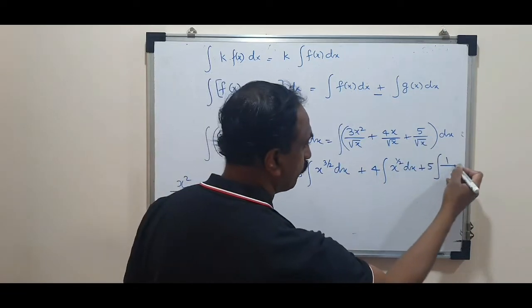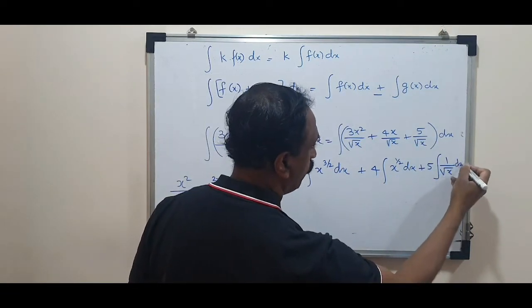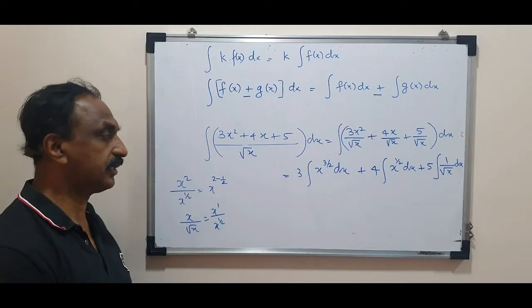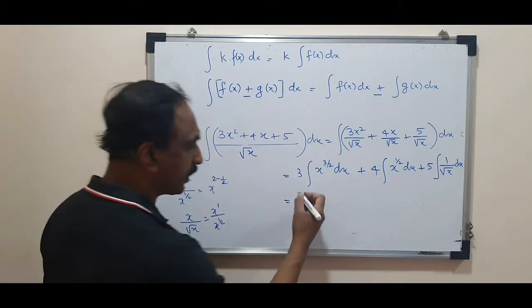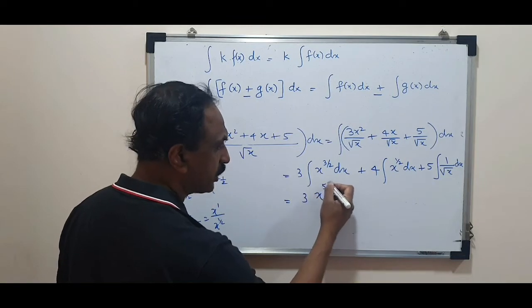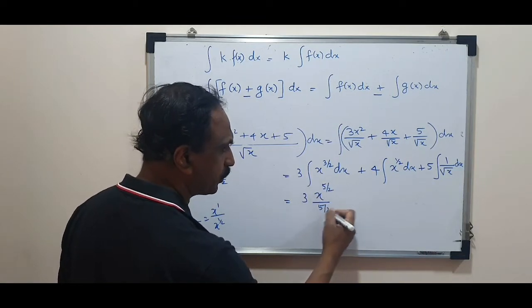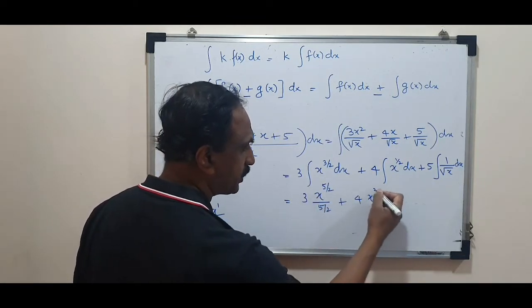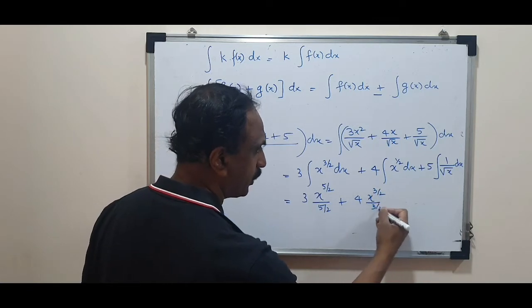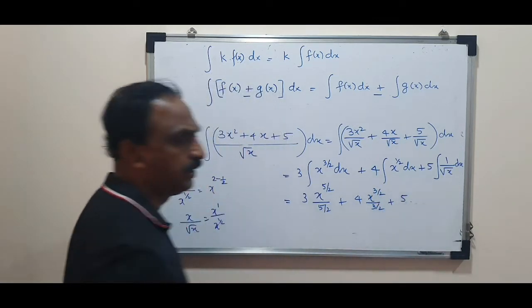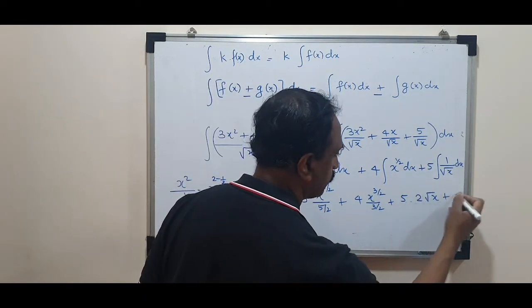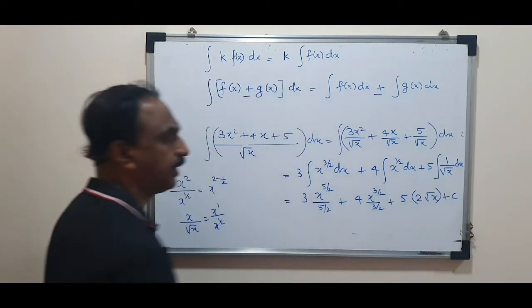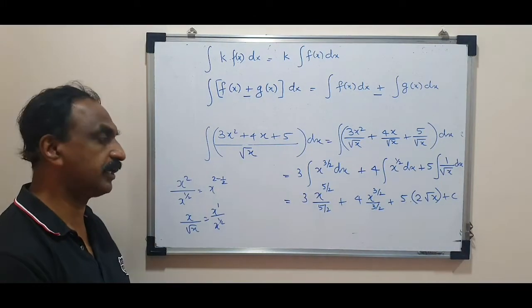Either directly use the formula if you remember it, or if you don't remember it, write x raised to minus half. Now integration means increase the power and divide by the new power. 3 into x raised to 5 by 2 divided by 5 by 2, plus 4 into x raised to 3 by 2 divided by 3 by 2, plus 5 into integral of 1 by root x, which is 2 root x plus c. You can directly apply this formula, or you can use the x raised to minus half formula.